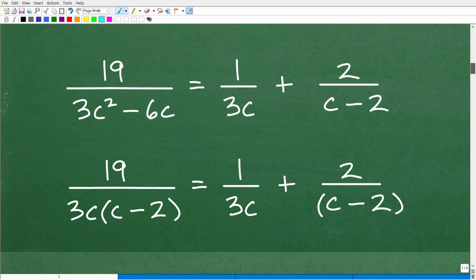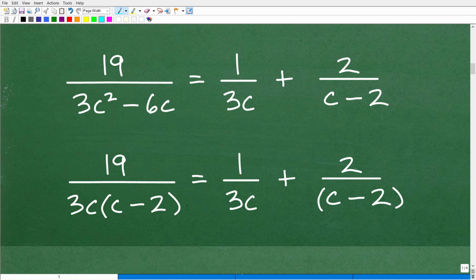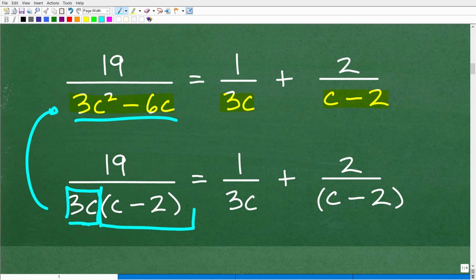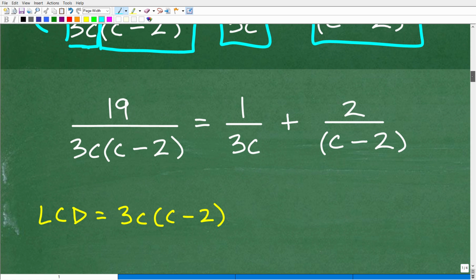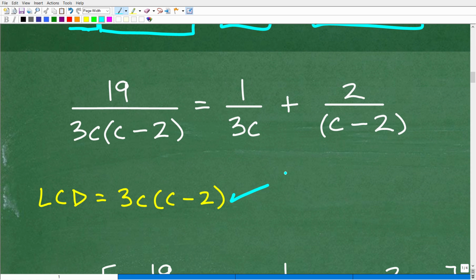So here is our problem. First things first, we're going to factor all the denominators, and we're doing that so we can find the LCD. So right here we can factor out the greatest common factor of 3c. We have 3c squared minus 6c, so I can factor out 3c. So 3c times c minus 2 is, of course, 3c squared minus 6c. And now I have 3c times c minus 2, and I have a 3c here, and I have a c minus 2 here. So hopefully all of you understand the LCD to be 3c times c minus 2.